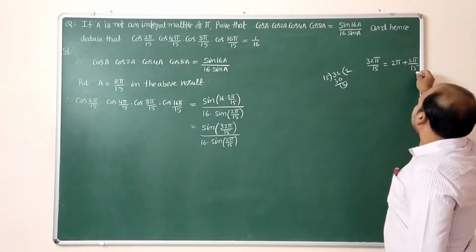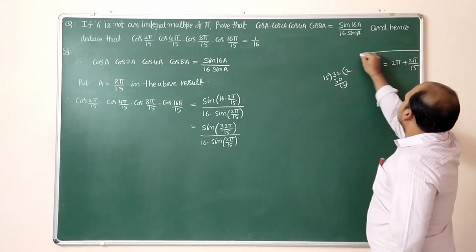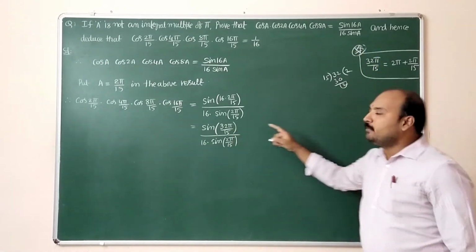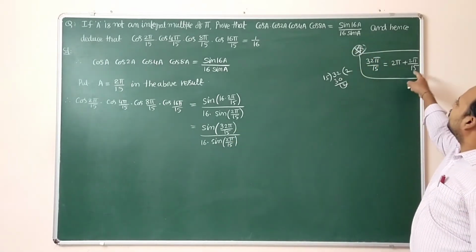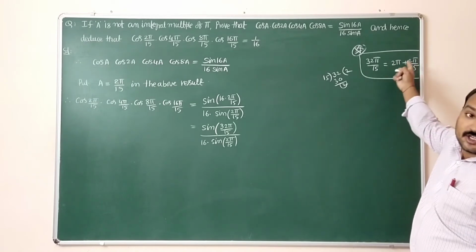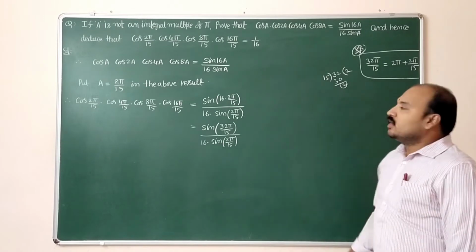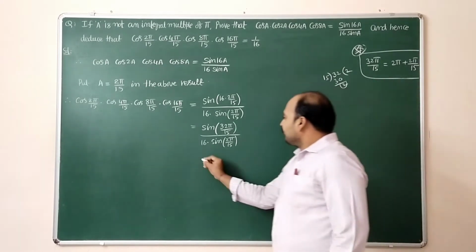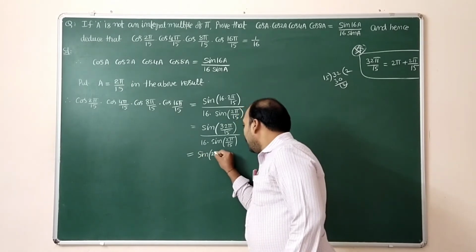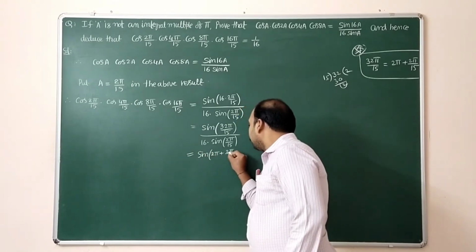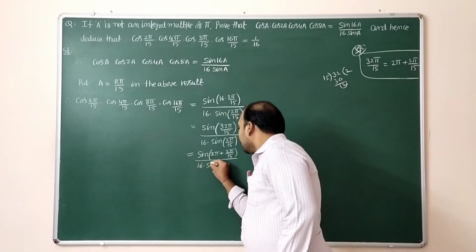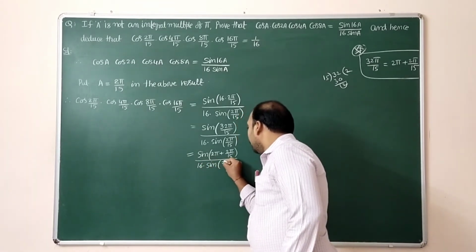Is it possible to write or not? This is the turning step. You can write it like this: 32 pi by 15 can be written as 2 pi plus 2 pi by 15, because 15 times 2 pi is 30 pi, and 30 pi plus 2 pi is 32 pi. So after that, this step becomes sin of (2 pi plus 2 pi by 15) whole divided by 16 times sin of 2 pi by 15.